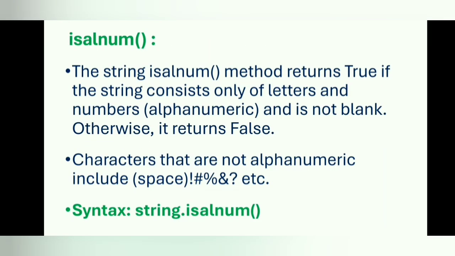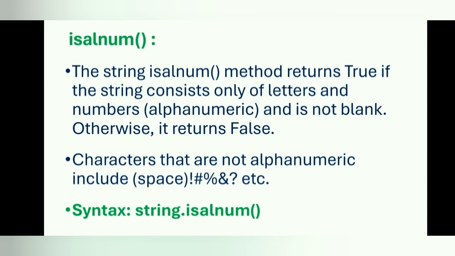Python isalnum method. The string.isalnum method returns true if the string consists only of letters and numbers and is not blank. Otherwise, it returns false. Characters that are not alphanumeric include space, exclamation mark, hash, percent sign, ampersand, question mark, etc.